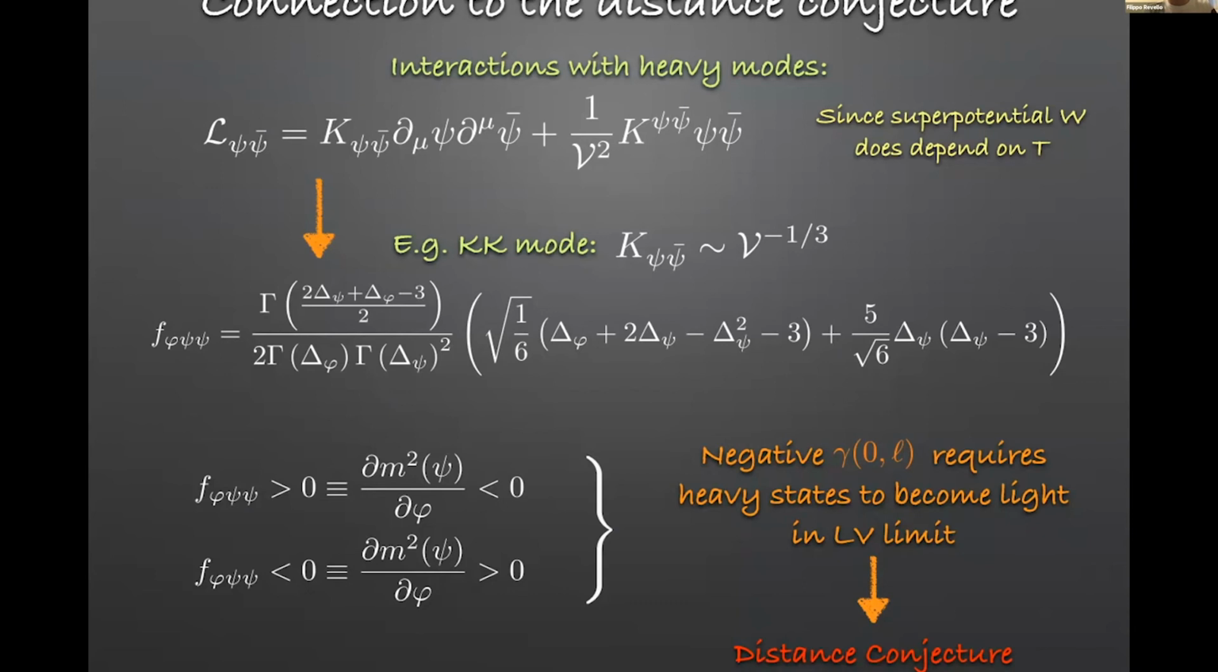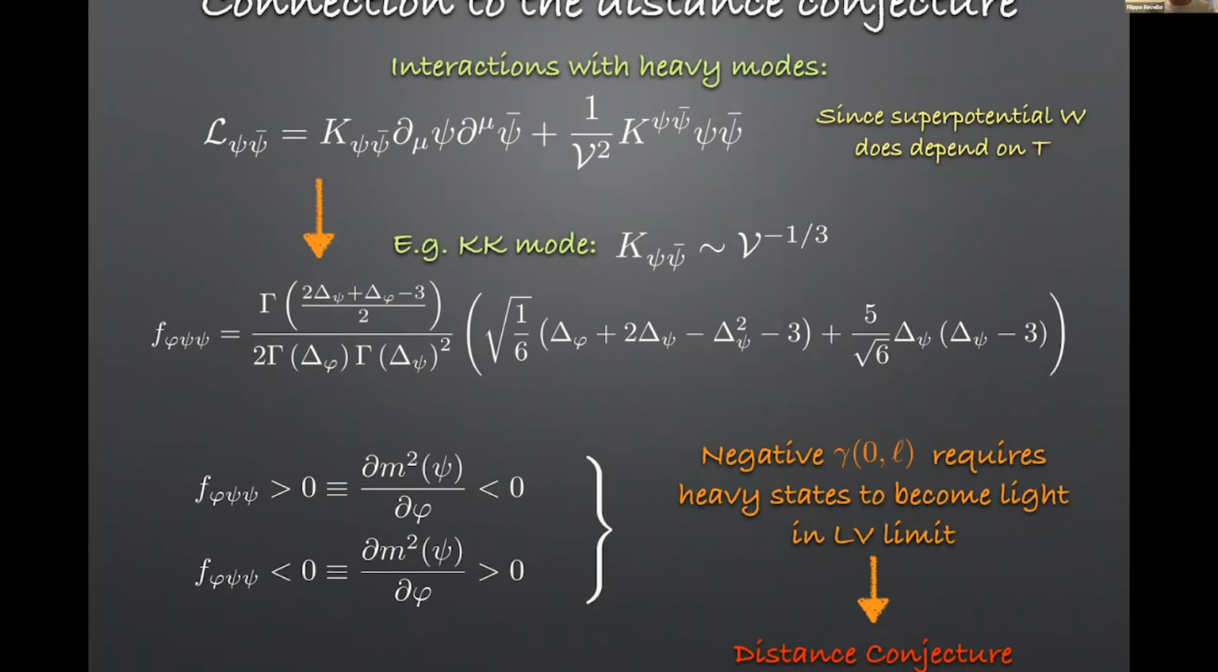And now, this will depend on one factor, which just depends on the LVS volume, the 3-point function LVS, and one function here, which is the 3-point function f phi psi psi. For example, we see that this is positive in the case of KK modes, giving a negative anomalous dimension. And more precisely, we could ask when this quantity changes sign. We see that it changes sign exactly when the dependence of K on V is such that the mass of these heavy states remains constant in the large volume limit. Said otherwise, a negative anomalous dimension in this context is equivalent to requiring heavy states to become light in the large volume limit, which is essentially the statement of the distance conjecture.